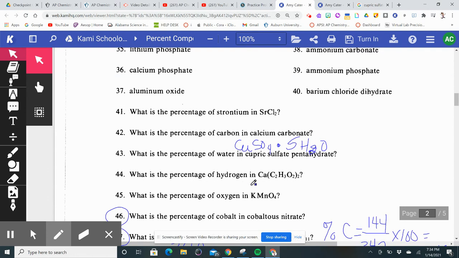And the rest of these formulas are fairly easy to do. Okay. All right, so that's it.